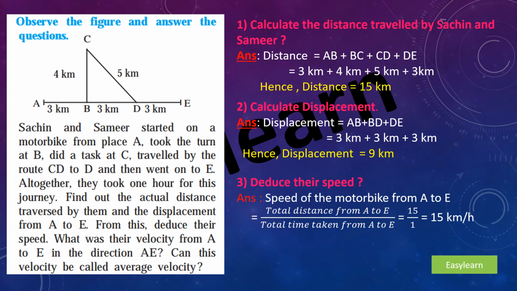Third, deduce the speed. Answer. Speed of the motorbike from A to E is equal to total distance from A to E divided by total time taken from A to E, which is equal to 15 upon 1, that is 15 km per hour.